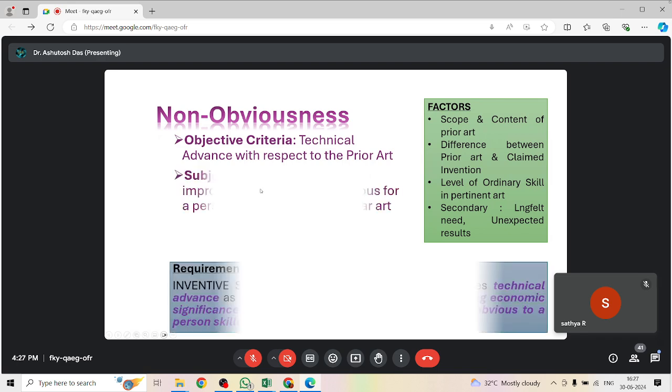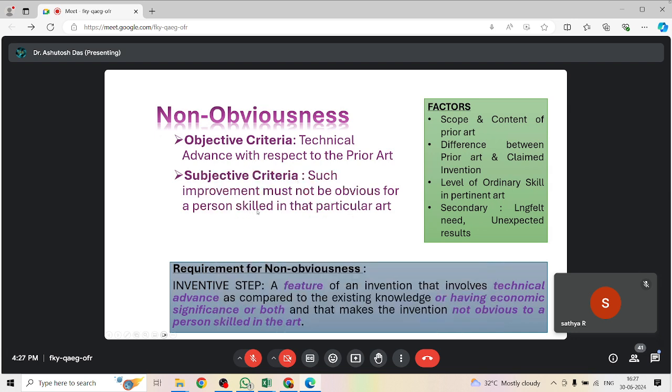Subjective criteria means such improvement must not be obvious to a person skilled in the particular field. There are two things. It should be an improvement compared to before, and it should be not obvious from common sense. So, a feature of an invention that involves a technical advantage as compared to existing knowledge, or having economic significance, or both. See, either technically better or economically cheaper, or maybe both. And that makes the invention not obvious to a person skilled in that field. So both components: improvement and non-obviousness.